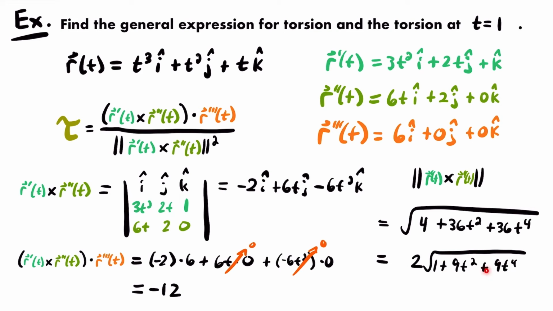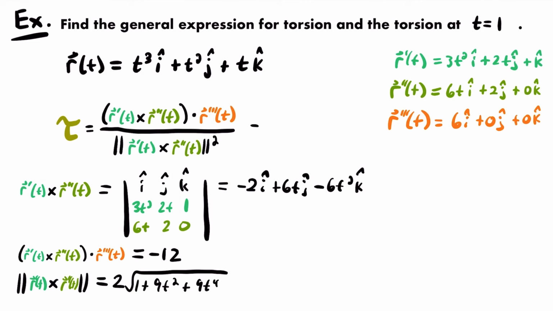Okay, so now we have the magnitude of the cross product between the first and second derivatives, and we have this triple scalar product. Now we just have to put both of those two things into our torsion formula to get our general expression for torsion of this space curve. All right, so let's do that. The torsion will be equal to our triple scalar product, which resulted in negative 12, divided by the magnitude of this cross product squared. So we're going to square this expression. All right, so we have 2 times the square root of 1 plus 9t squared plus 9t to the power 4. And we're squaring that.